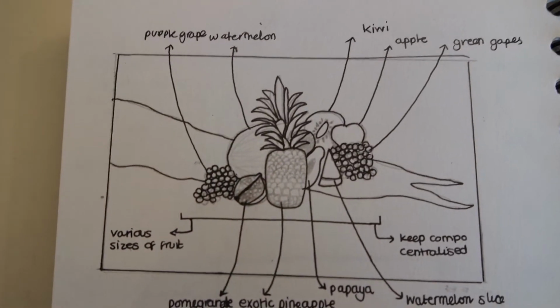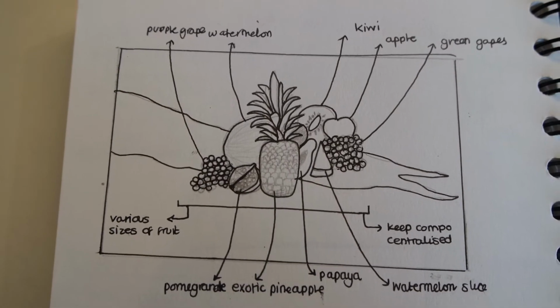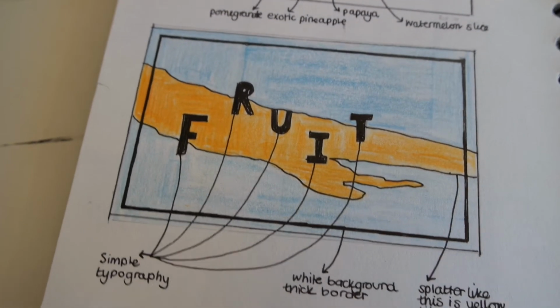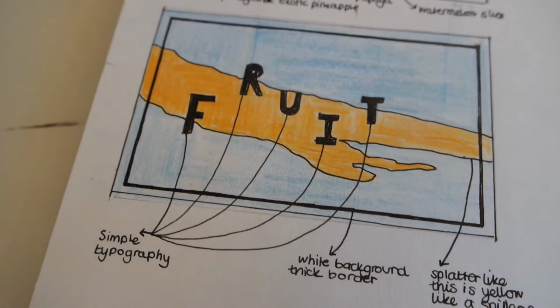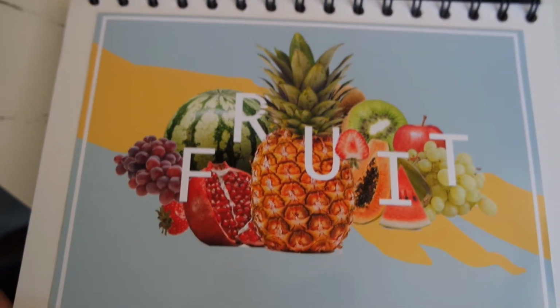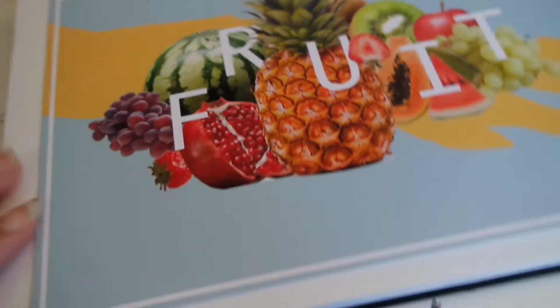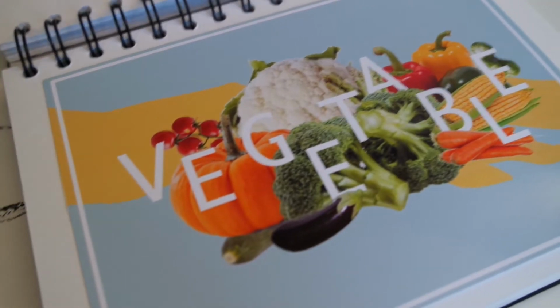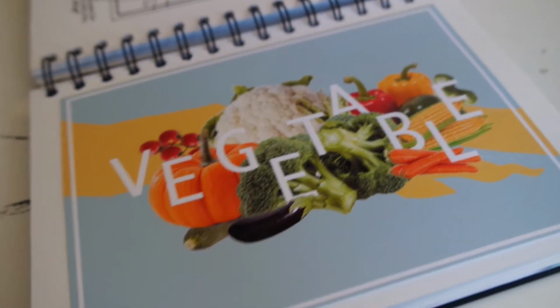I then sketched out the final design that I had in mind for my fruit display. This is the outcome that I created and I have printed it out on glossy paper. I then sketched out my final design ideas for the vegetable display and this is the outcome.